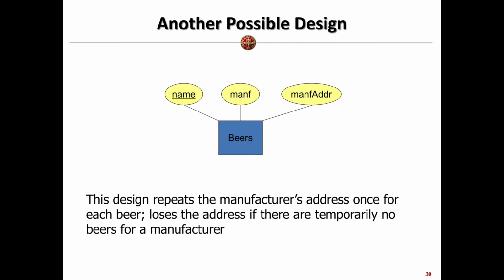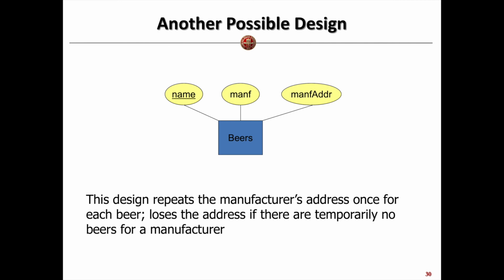We can just create one single entity, beers. For the beer, we have the beer's name, the manufacturer name, as well as the manufacturer address. Is this design a good design or not? This will create lots of redundancy. How can this be possible?